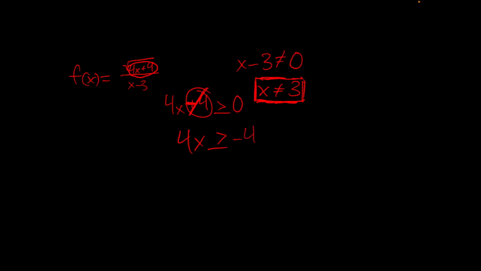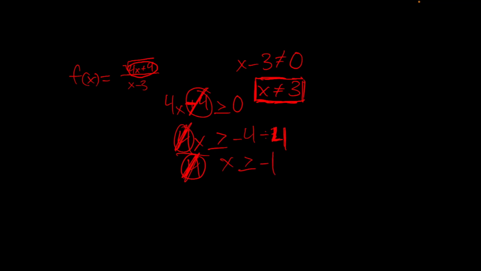And now we want to divide both sides by 4. So divided by 4, divided by 4 and divided by 4. And this one, they cancel each other out. So now we're left with x can equal or be greater than negative 1.